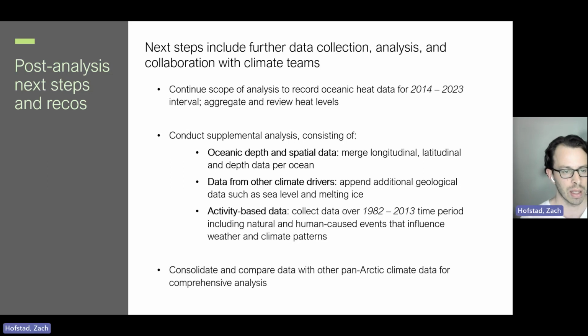We also want to append and gather more data around other climate drivers, such as sea level rising and melting ice levels, to append to the existing data as well. And we also want to attach activity-based data. We want to see if the rising heat levels of each ocean in the Pan-Arctic region was potentially caused by natural and human-caused events that could potentially influence those climate patterns.